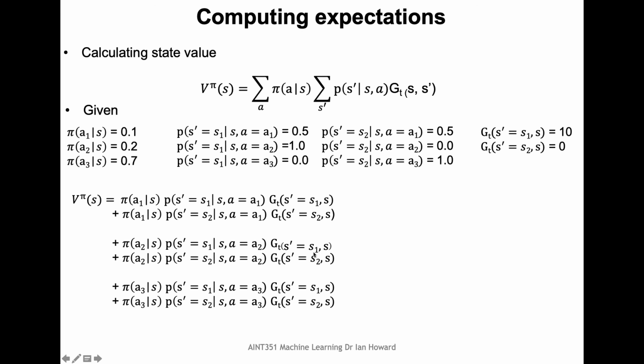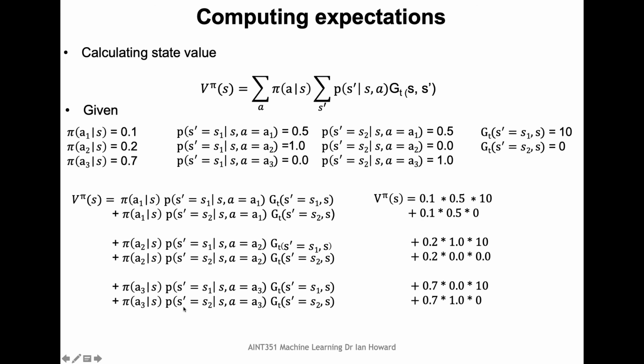And then the third thing is that we add on what happens if we take action A3 in exactly the same way. We put in the values here. We can work out the value function by adding up all of these terms. So all we're doing now is just substituting in all of these terms.